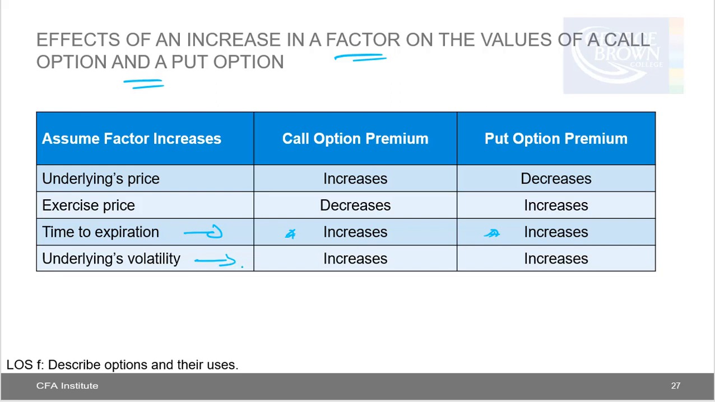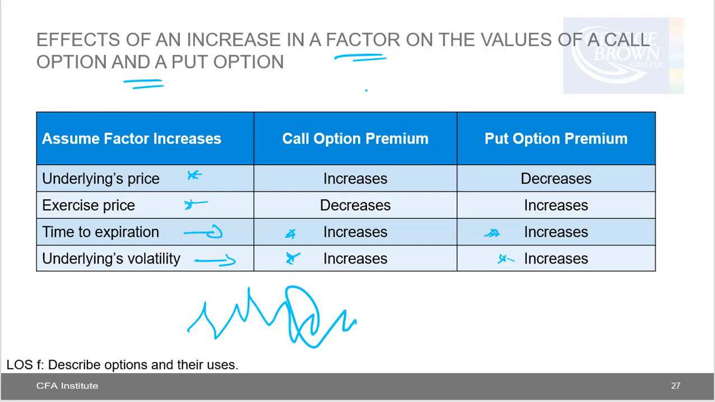Similarly, with the underlying volatility, we studied volatility in quantitative concepts. As I increase an underlying volatility, it's going to increase again the likelihood or probability that the option is going to be exercised. So that's going to increase both the call option and the put option premiums. Okay, time to expiration, underlying volatility, same effect on both call option and put option premiums. But when we move here to underlying price and exercise price, it's going to have the opposite effect between call options and put options.